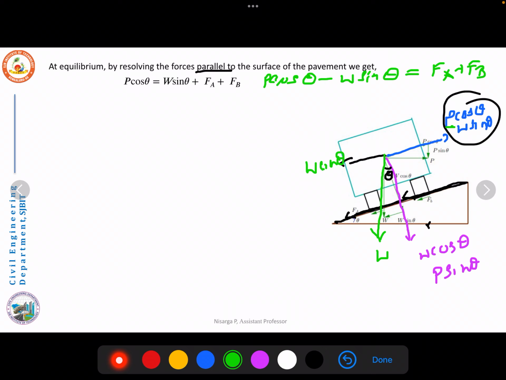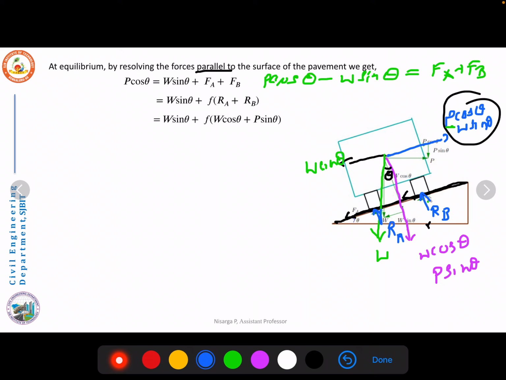If you take the positives to one side, P cos theta is equal to W sin theta plus Fa plus Fb. Here Fa and Fb we can take as the friction coefficient times the resultants Ra and Rb which have developed. We have already discussed how these come. Ra and Rb are nothing but the resultant forces acting perpendicular to the pavement surface, the forces acting in the upward direction.